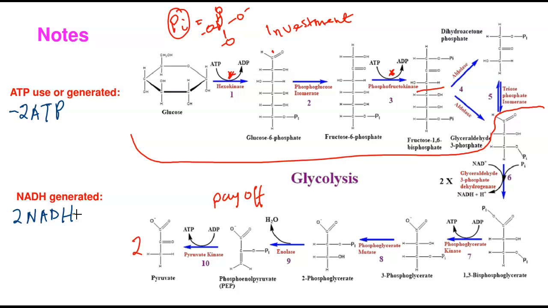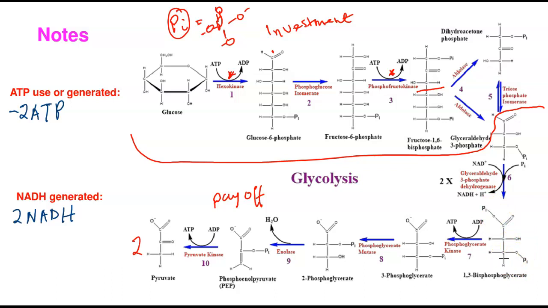In the next reaction, what is happening there? Remember, when this happens, another phosphate is transferred to this, and it now forms 1,3-bisphosphoglycerate. Now 1,3-bisphosphoglycerate has a phosphate group on carbon number 1 and carbon number 3. Now quickly, what happens? Step 7 is important.